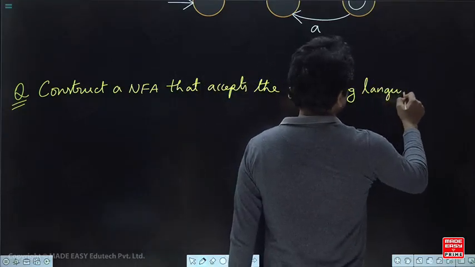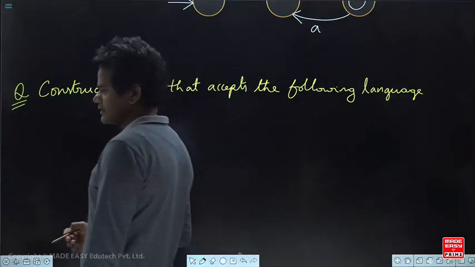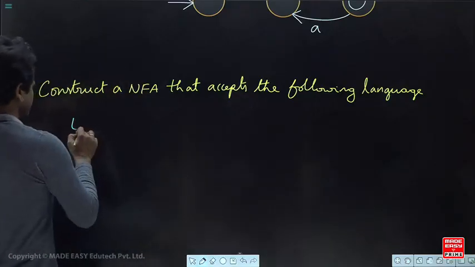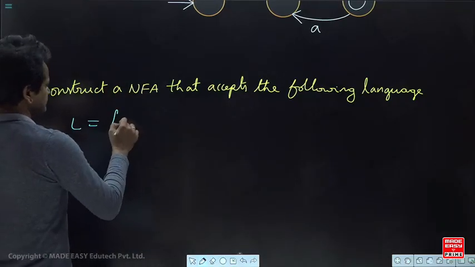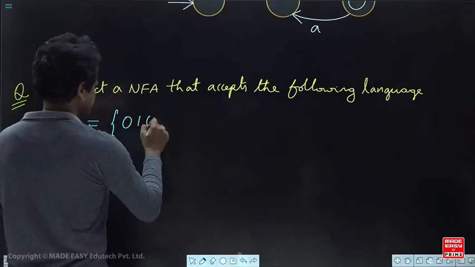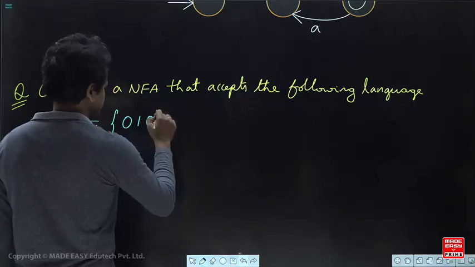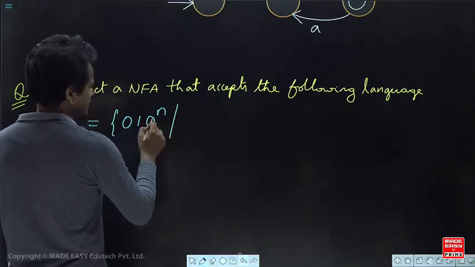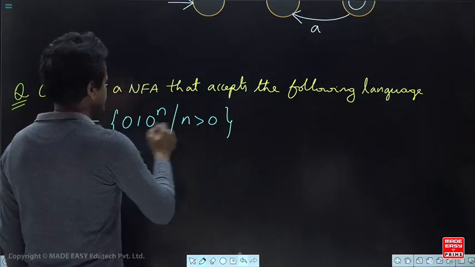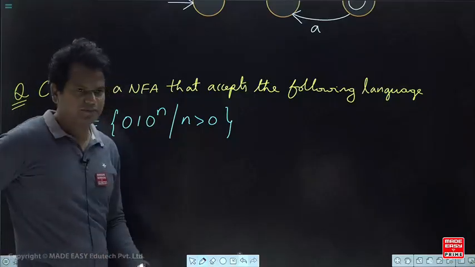NFA means you need not define for every state an input for every symbol. 0, 1, 0 power n. Guys, this power n is for only 0. This is not (0, 1, 0) whole power n. This power is for only 0.